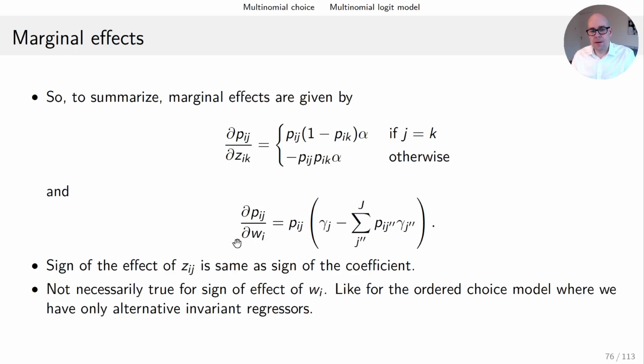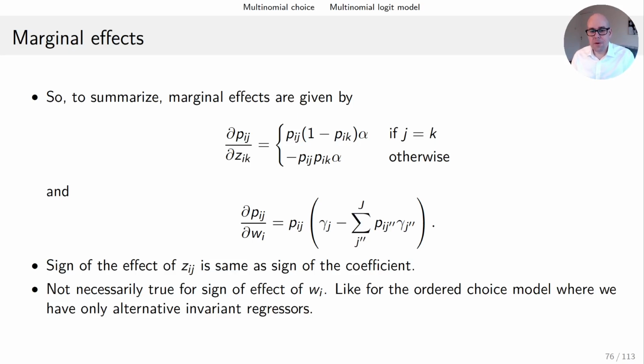And for changes in characteristics of the decision situation or the decision maker or alternative invariant characteristics, what we get is that the marginal effect is equal to Pij times the difference between the gamma j and the weighted average gamma j across alternatives, and weighted by the choice probabilities.